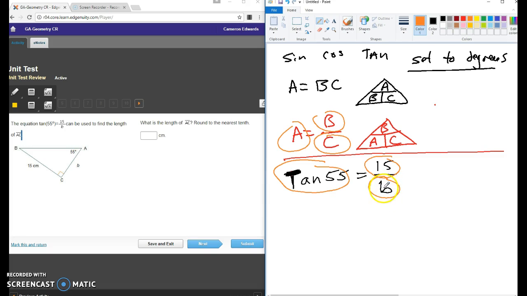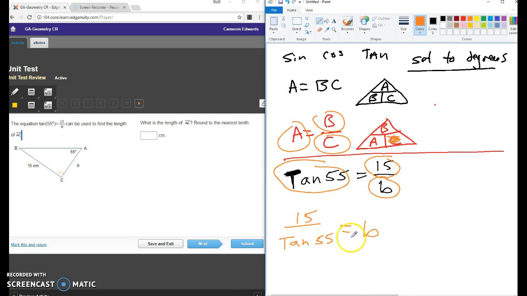Which one of these in my triangle up here am I going to cover up? Since it looks just like this formula, A equals B over C, tangent 55 equals 15 over B. Which one am I going to cover up? I'm going to cover up the C. Well, that means it's B over A. 15 over tangent of 55 equals my B that I'm trying to solve for right here. If it doesn't make sense the first time, you can go back over it as many times as you want.